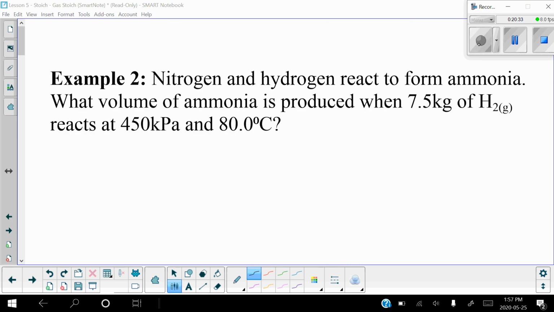Okay, nitrogen and hydrogen react to form ammonia. What volume of ammonia is produced when 7.5 kilograms of hydrogen reacts with 450 kilopascals at 80 degrees Celsius?